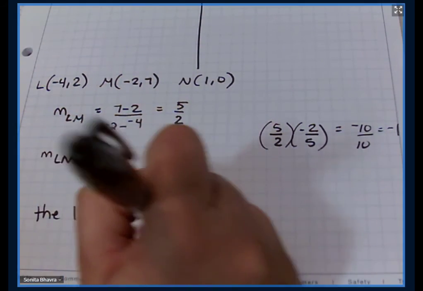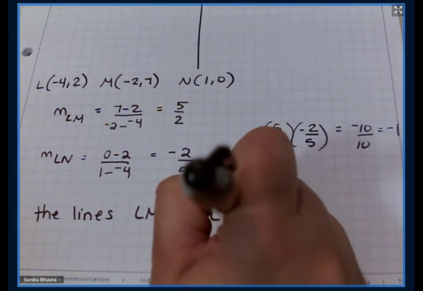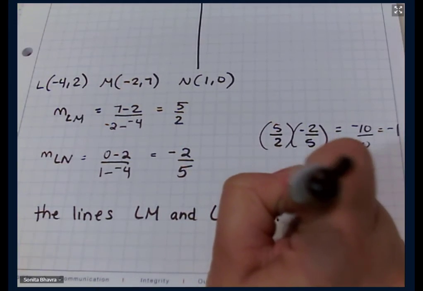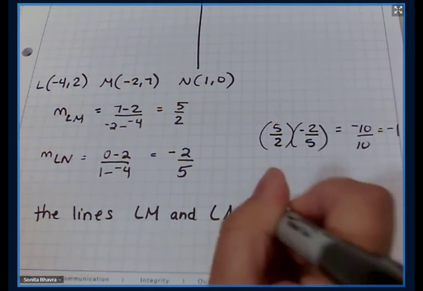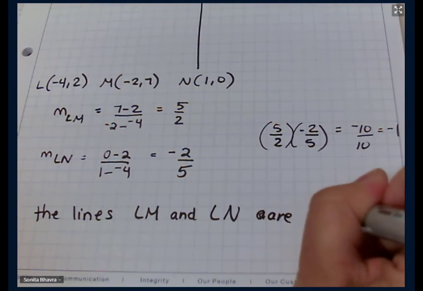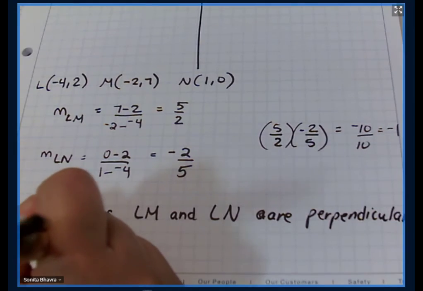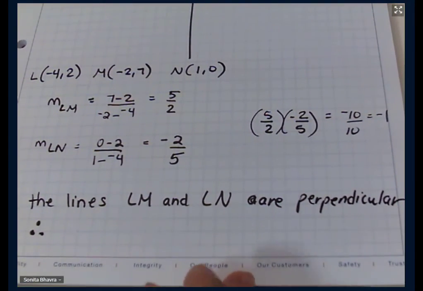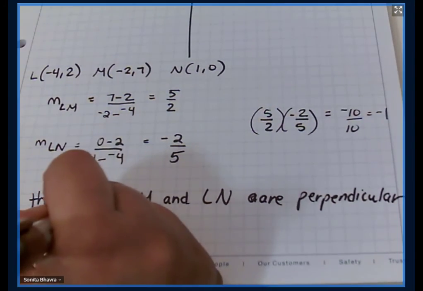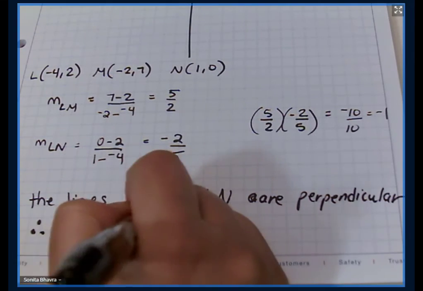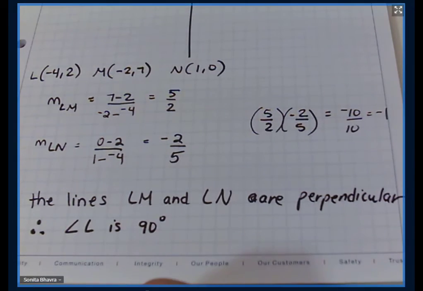All right, so we can say here at the end that the lines LM and LN are perpendicular. Therefore, angle L is 90 degrees. That's good enough. Since it's 90 degrees, we know it's a right-angled triangle at L.